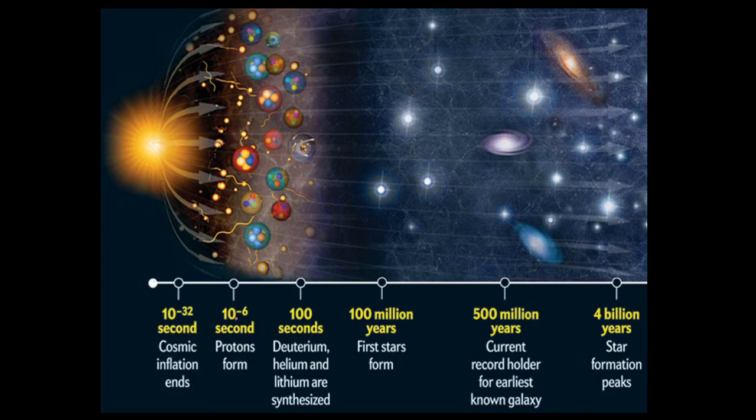So in the first microseconds, 10 to the negative 6 seconds after the Big Bang started, after time began, we had protons. After 100 seconds, we had deuterium, helium, and lithium. Deuterium is a type of hydrogen. After 100 million years, we had the first stars form. And it wasn't for another 4 billion years that star formation really peaked. And it wasn't for another 9 billion years that our star came into existence. So actually, our star is rather a latecomer, really.